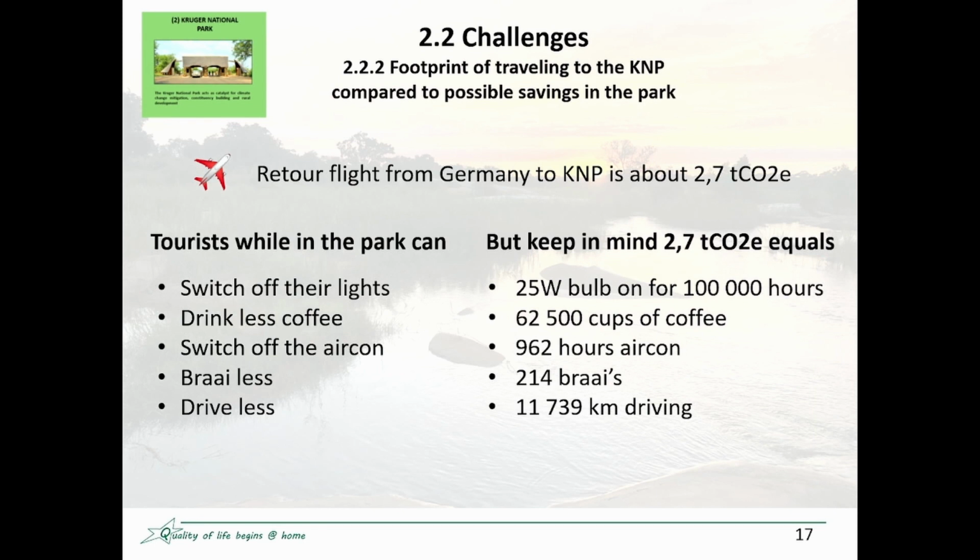The other challenge that we are facing is that the bulk of the carbon footprint, if you just think of a climate perspective, is actually the footprint of traveling to the park. So a typical flight from Germany would be 2.5 tons, 2.7 tons about. And there you can motivate responsible tourism in the park, ask people to switch off lights, drink less coffee, switch off the aircon, drive less, but you have to keep in mind that to get to 2.7 tons, you can have a 25-watt bulb on for 100,000 hours.